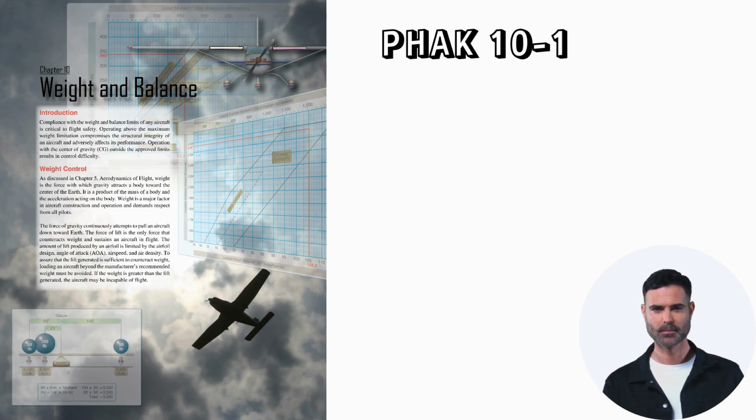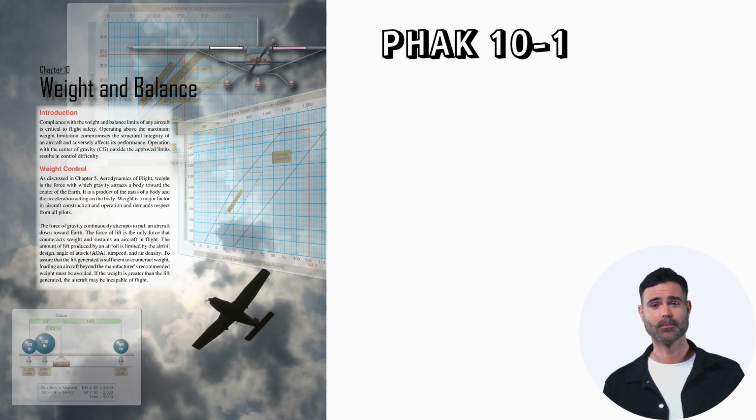Chapter 10. Weight and Balance. Introduction. Compliance with the weight and balance limits of any aircraft is critical to flight safety. Operating above the maximum weight limitation compromises the structural integrity of an aircraft and adversely affects its performance. Operation with the center of gravity, CG, outside the approved limits results in control difficulty.